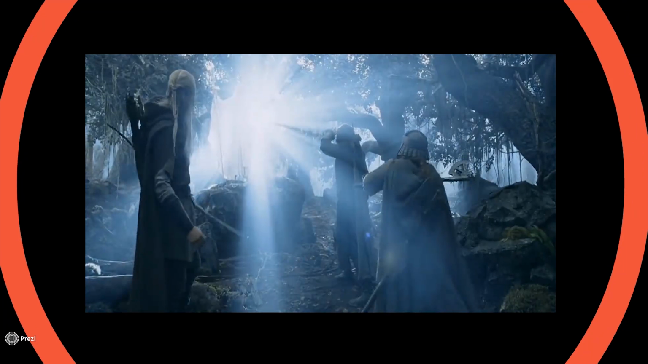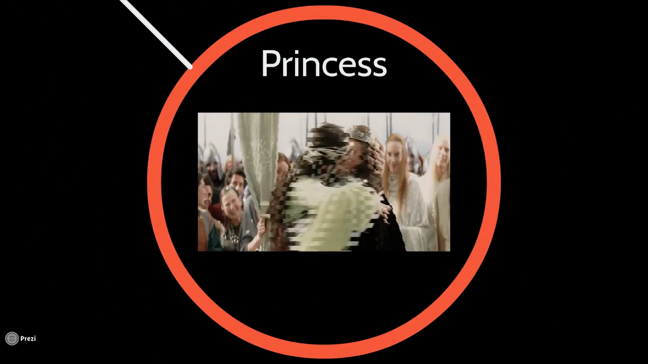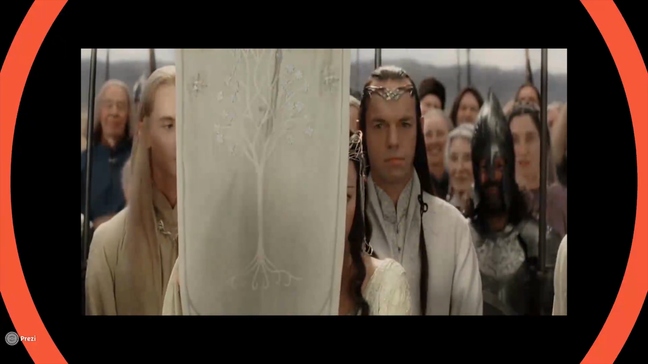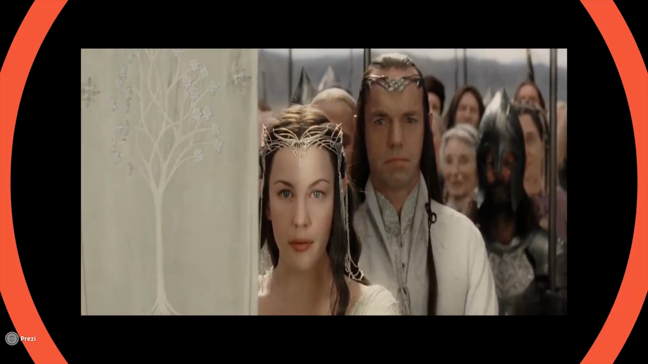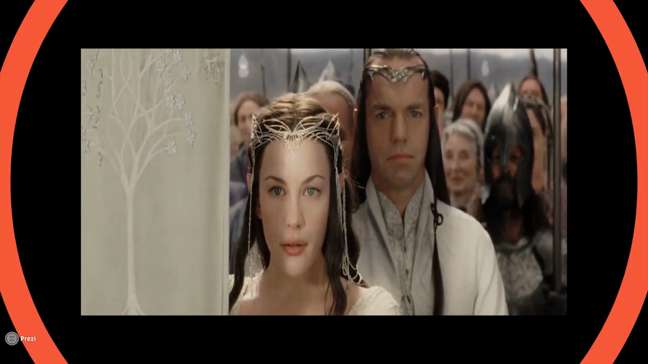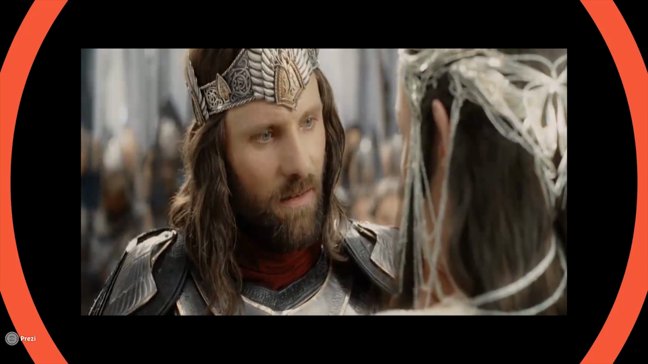The seventh character is the princess. This is usually who the hero is fighting for. In The Lord of the Rings, Arwen is the princess. We can argue this if we say that Aragorn is the hero.